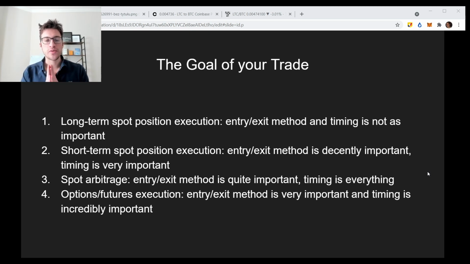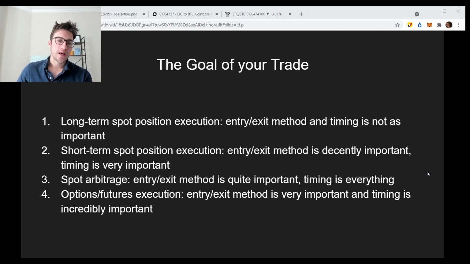Spot arbitrage. This is where it becomes more important now. With arbitrage, it's so important to pay attention to the entry method you use, to the exit method you use, and your timing is everything in arbitrage. Arbitrage is all just timing two rates correctly, and then managing the time it takes to exit those positions after you enter into an arbitrage trade through triangular arbitrage, through exchange to exchange arbitrage, and the timing it takes to transfer that.